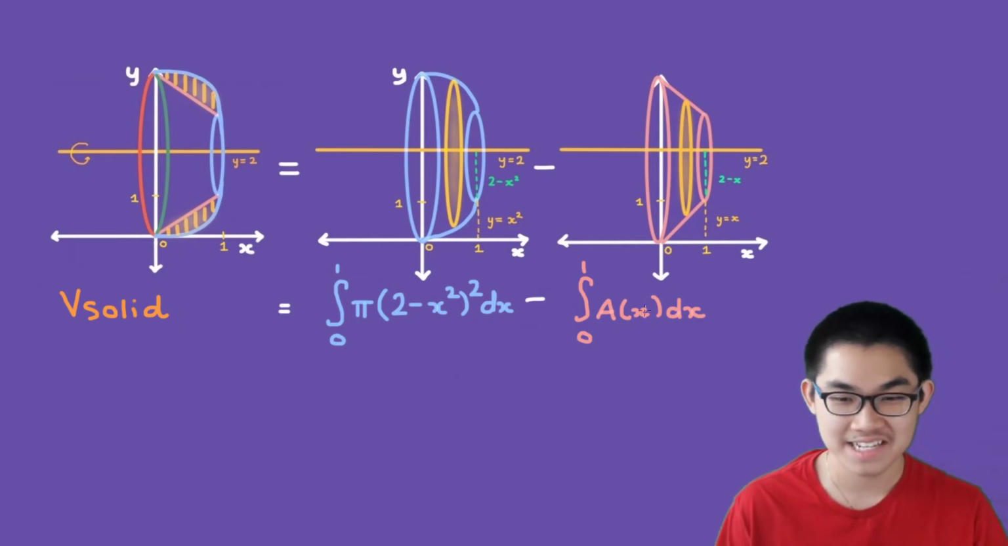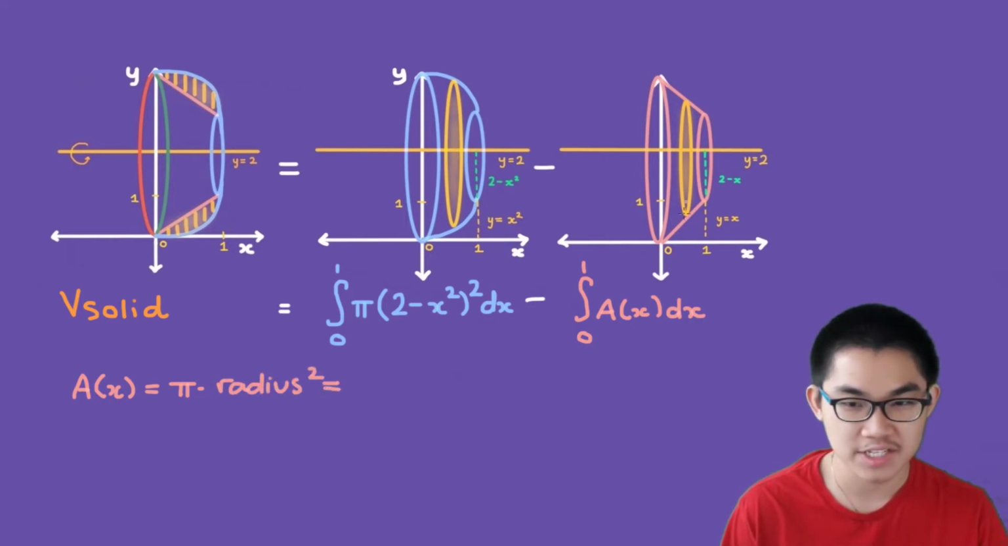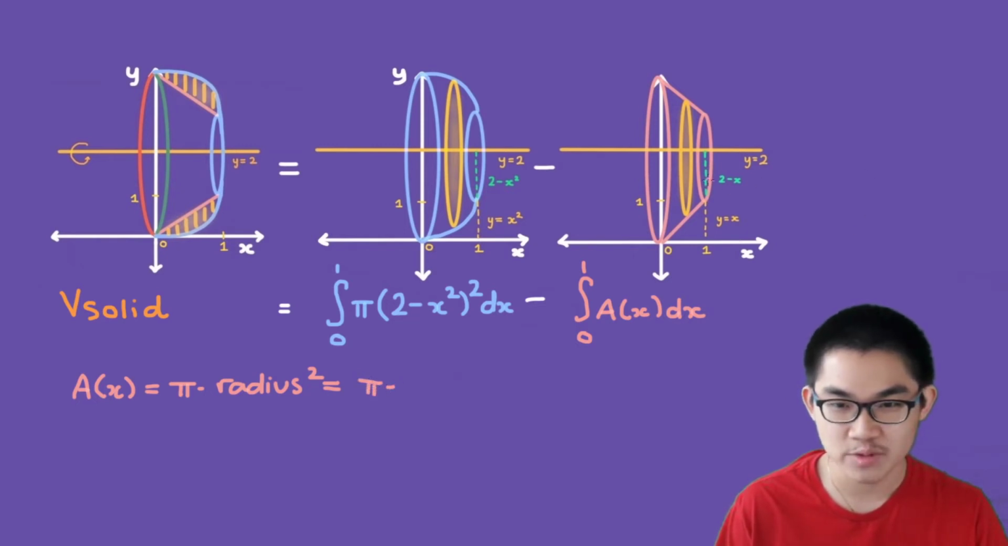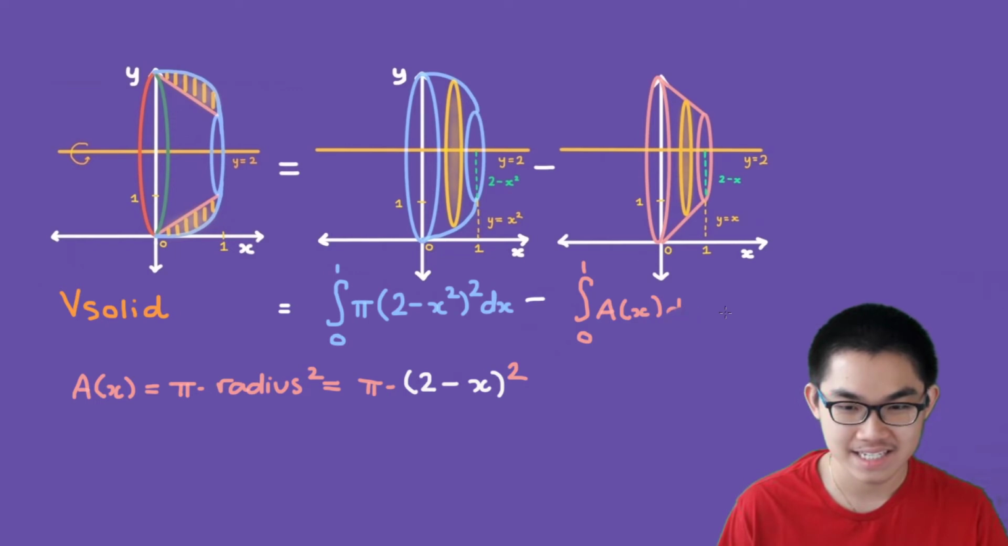How about the area of the pink cross section? Well, again, it is just a circle, so the area is just pi times the radius to the power of 2. And we're gonna rewrite the radius in terms of x. So this is gonna be pi times the distance in between. You take the top y minus the bottom y. That's gonna give you 2 minus x. So this is gonna be 2 minus x. And don't forget the power of 2 on the top, because that's the radius squared. So let's rewrite this integral in terms of x.